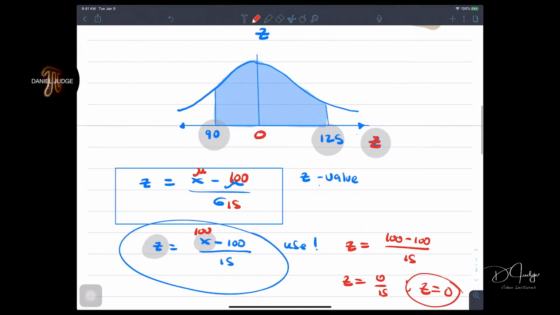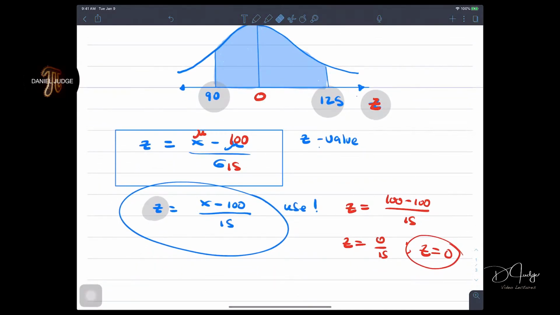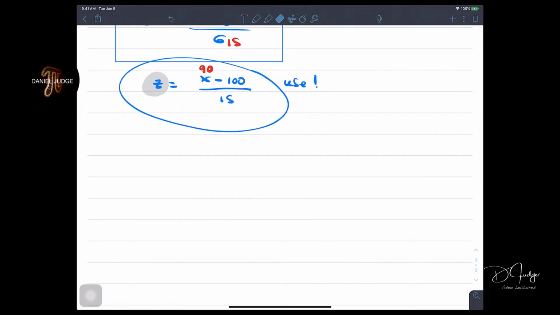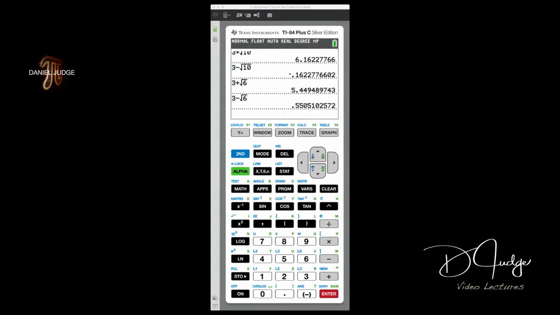We're going to have to convert not just the center, the mean, but also this data value of 90, so we plug that in. Let me go to the TI, because what you're looking at is converting 90. So on the TI, I have 90 minus 100, divided by 15, the standard deviation. Ladies and gentlemen, this is the z value.